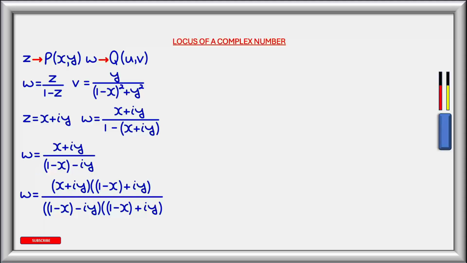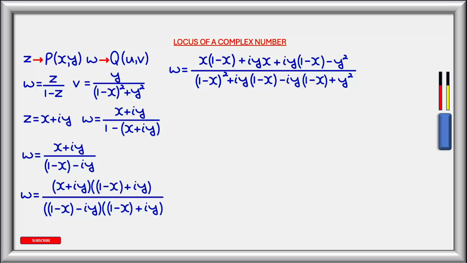Now the denominator is 1 minus x minus iy. So therefore its complex conjugate is 1 minus x plus iy. So we have x plus iy multiplied by 1 minus x plus iy, and this is all divided by 1 minus x minus iy multiplied by 1 minus x plus iy. And expanding the brackets, we get w is equal to x into the bracket of 1 minus x plus iyx plus iy into the bracket of 1 minus x minus y squared.